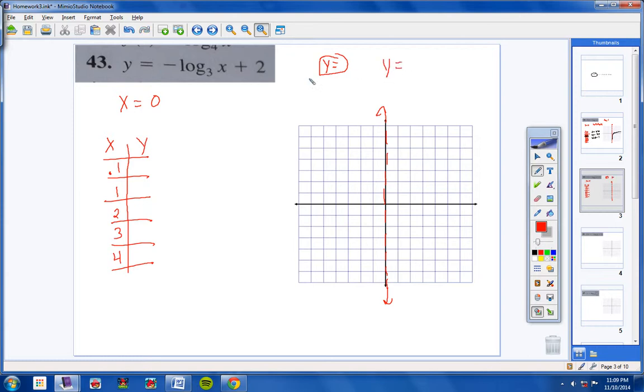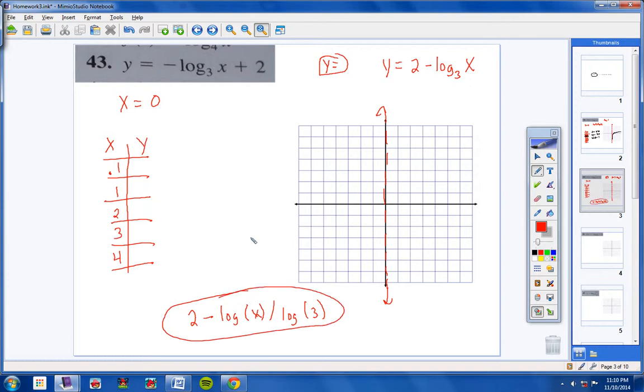y equals, put your positive 2 first, and then minus log base 3 of x. And that's really how you should enter it into your calculator. So in your calculator, I would hit 2, then minus, then hit log, and then what's your argument? X, so put x, be sure and close the parentheses, then divided by log, and then what's your base? 3, be sure and close the parentheses, okay? And that's what it should look like right there, okay?